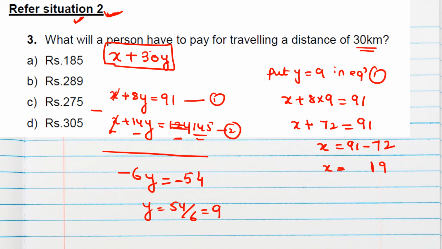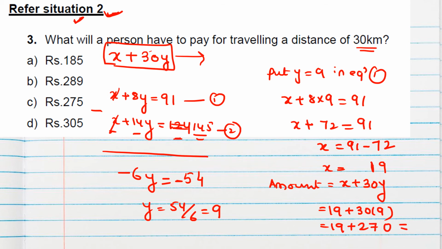So the total amount is x plus 30y. So we'll find x plus 30y, that is 19 plus 30 into 9. This will be 270. Okay, so the final answer will be 289 rupees. That means option B is the correct option.